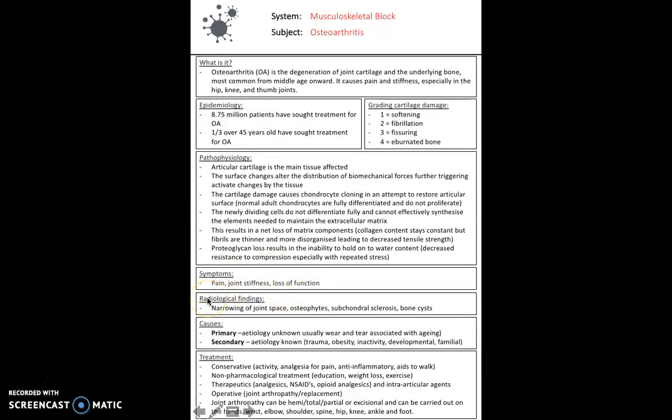With regards to looking at this on a radiograph, you'd see narrowing of the joint space because the cartilage is degenerated, osteophytes, subchondral sclerosis and bone cysts as well. The causes can be divided into primary, where the etiology is unknown, and secondary, where the etiology is known.